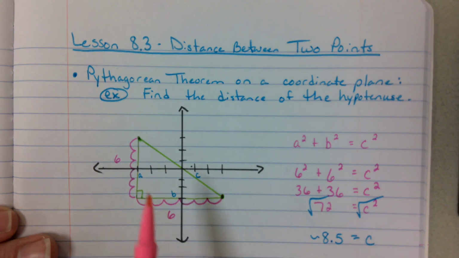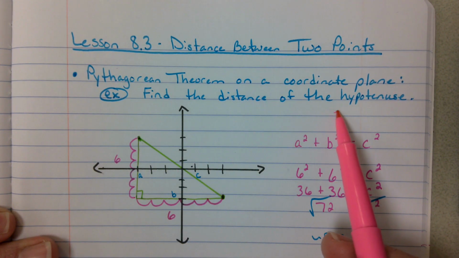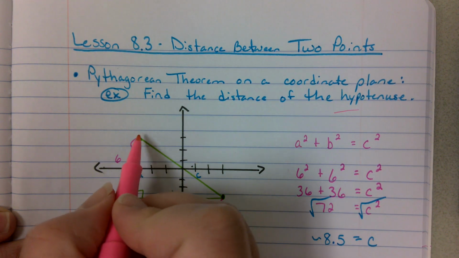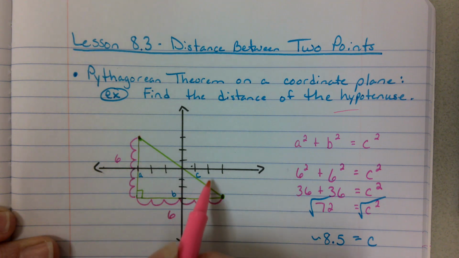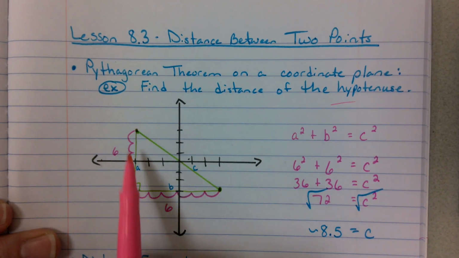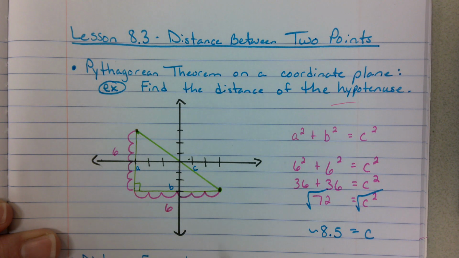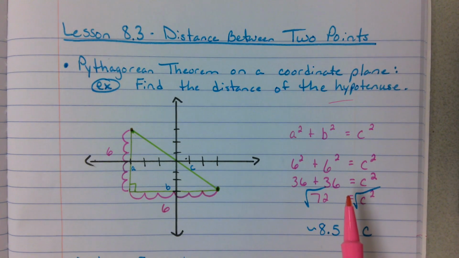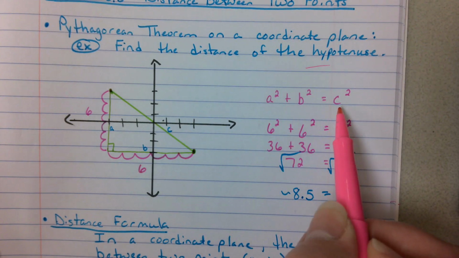So we've got our coordinate plane here, and a triangle in here, but it says just to find the distance of the hypotenuse. That's from here to here, so our C. I can easily find the distance with my legs, my A and my B, just by counting how many units. And remember, the Pythagorean theorem says A squared plus B squared equals C squared.